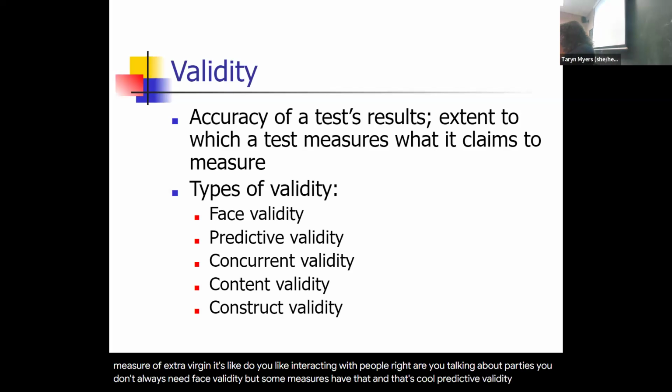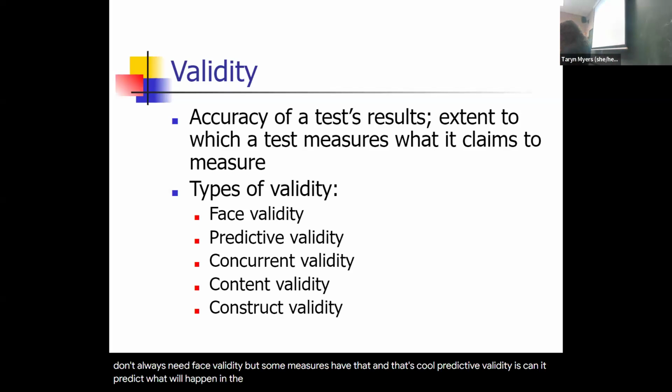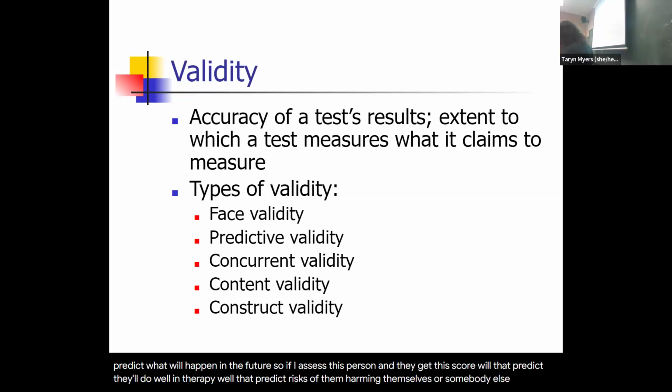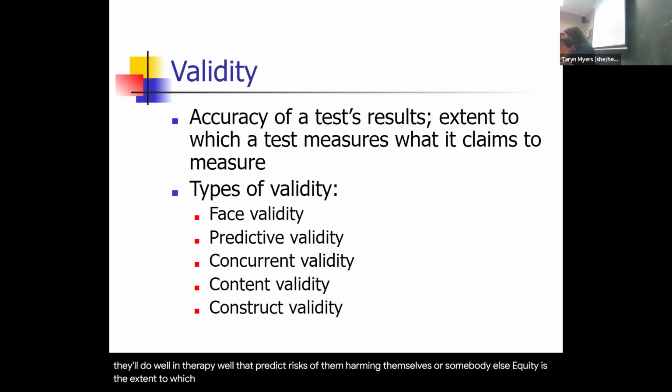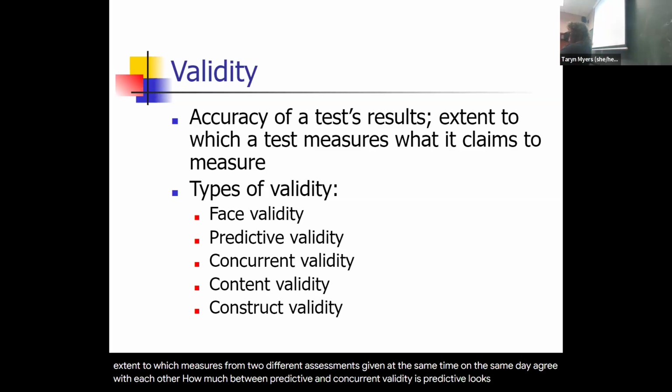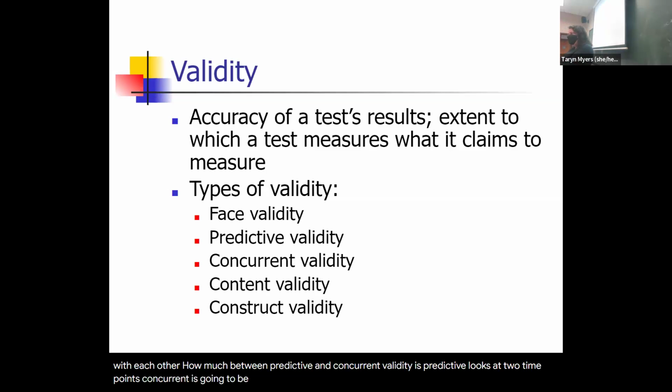Predictive validity is, can it predict what will happen in the future? So if I assess this person and they get this score, will that predict they'll do well in therapy? Will that predict risk of them harming themselves or somebody else? Concurrent validity is the extent to which measures from two different assessments given at the same time on the same day agree with each other. And so the difference between predictive and concurrent validity is predictive looks at 2 time points. Concurrent is going to be 2 measures at the same time point.